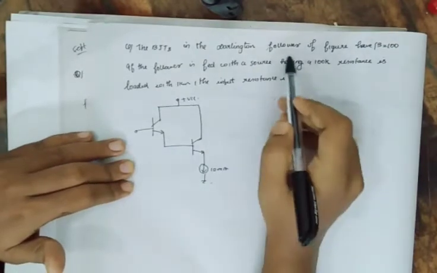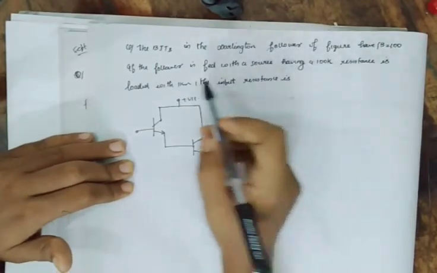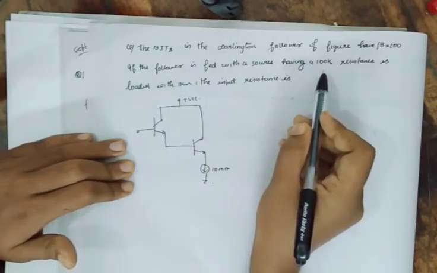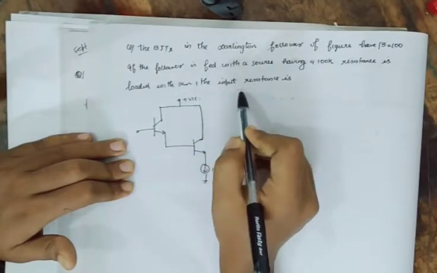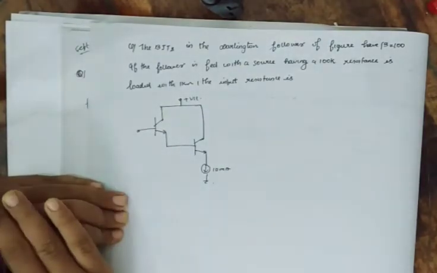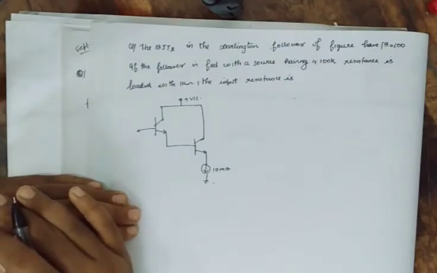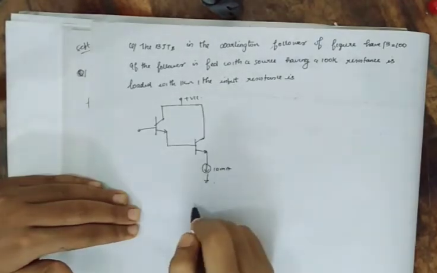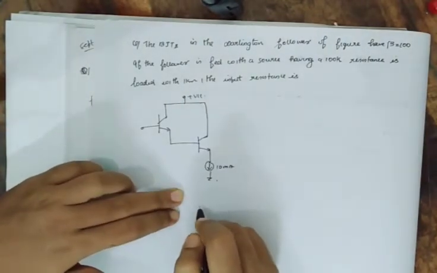The BJT in the Darlington follower of the figure have beta equal to 100. If the follower is fed with a source having 100K resistance and is loaded with 1 kilo ohm, the input resistance is. So this is the thing. This Darlington pair is loaded with a source that is having a resistance of 100K, and the load is 1K. I'll draw the equivalent circuit for the Darlington pair for now.